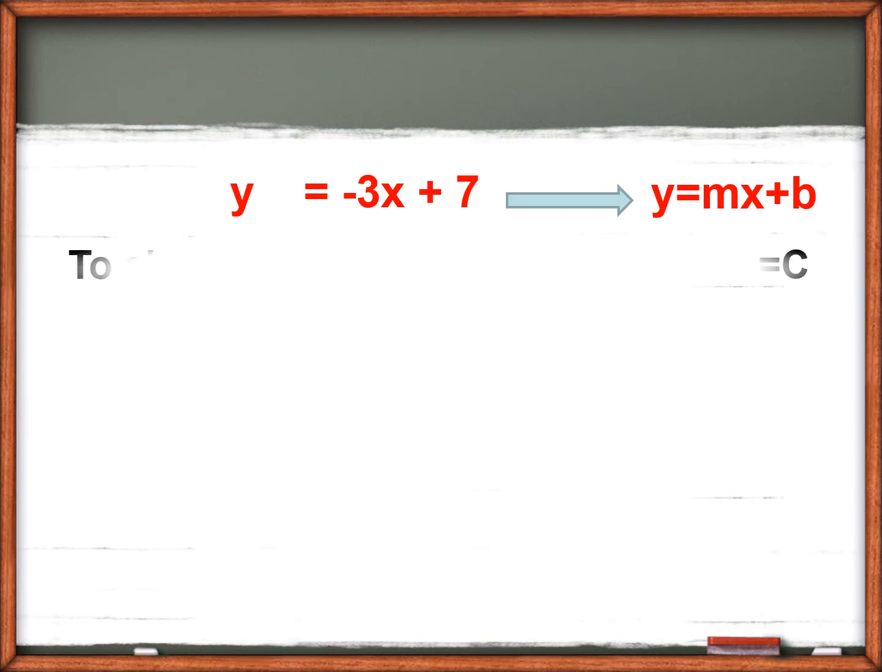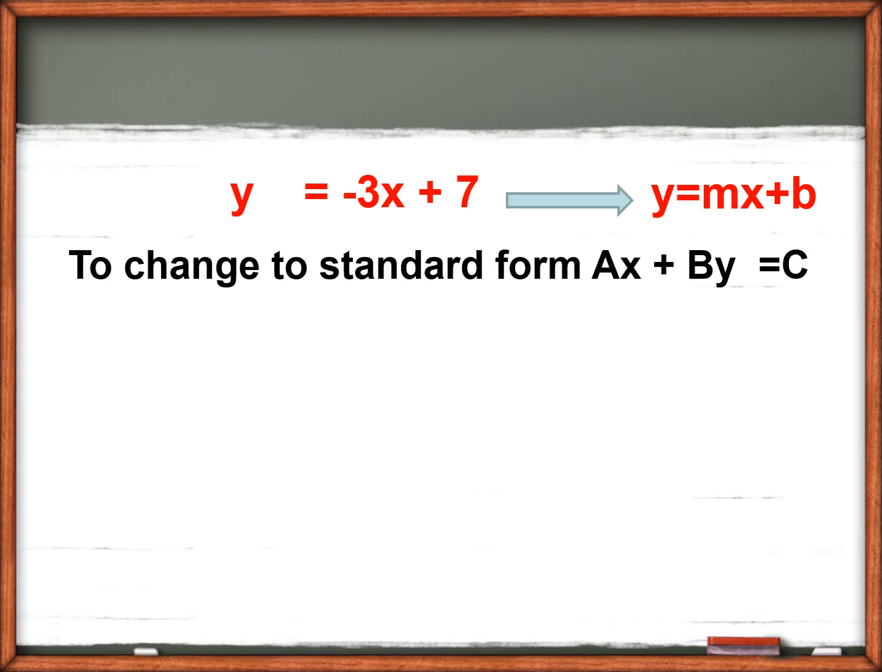Now, to change to standard form, which is ax plus by equals c, we will just copy our equation of the line, which is y equals -3x plus 7. We will just pattern this equation to our standard form. Looking at our standard form, ax plus by equals c, all the terms containing x and y are written on the left side of the equation, and the constant term is written on the right side of the equation. So following this order, we will transpose negative 3x on the left side.